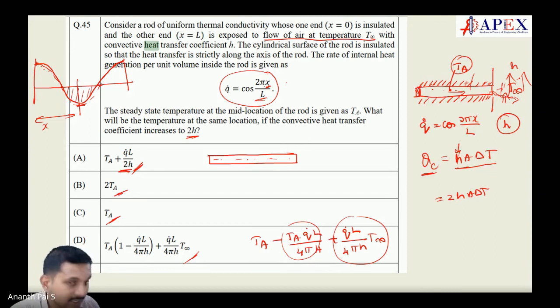It's a heat sink. So whatever heat is generated is removed here. Whatever heat generated is removed in between. Then here, whether you increase or reduce, it does not matter. It is TA.